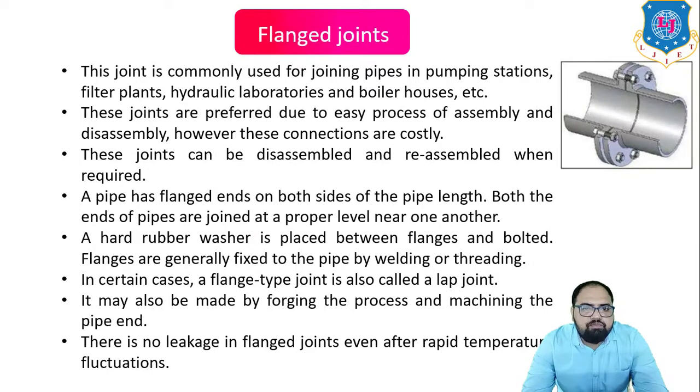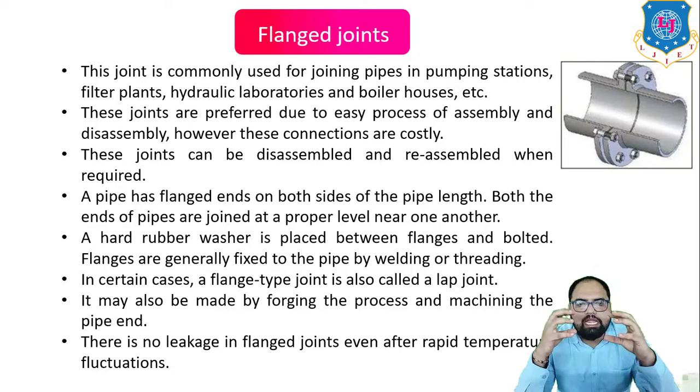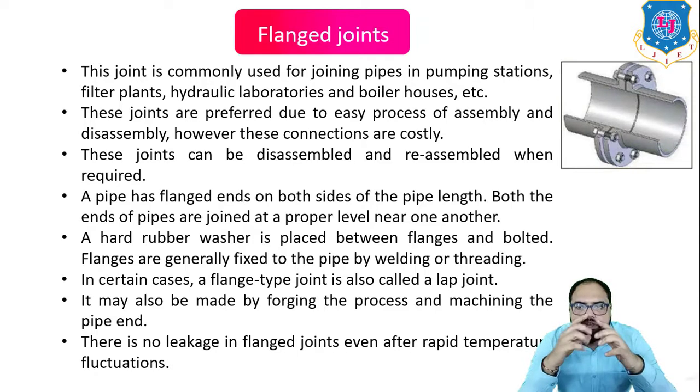The next one is the flange joint. From the name we can easily understand that in a flange joint two flanges are there. One flange and another flange are both connected with nut and bolt, and in this way we can make the joint. This joint is commonly used for jointing pipes in plumbing stations, filter plants, hydraulic laboratories and boiler houses, etc.